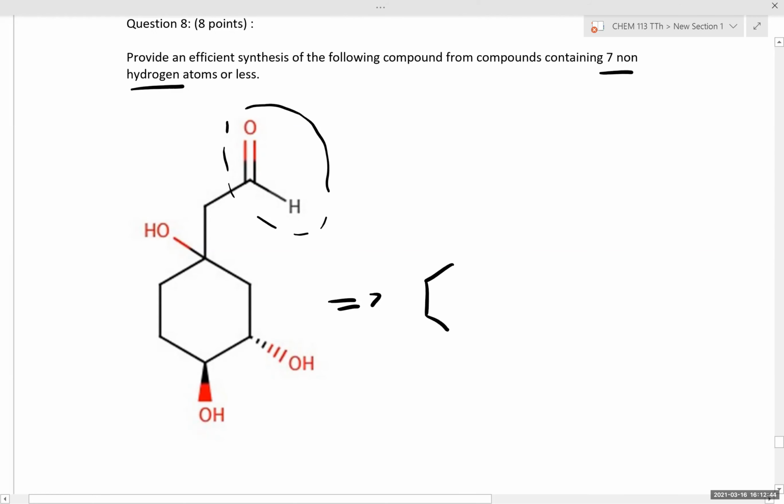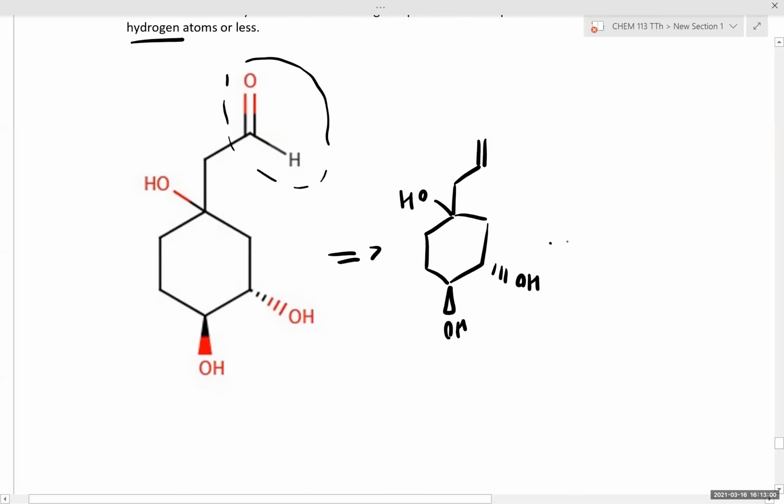So what we're going to do is trace back this aldehyde to a vinyl group. You can also trace it back to an alcohol. I'm just showing one method. There are many methods that would work. From here, we can trace this back to a Grignard addition.